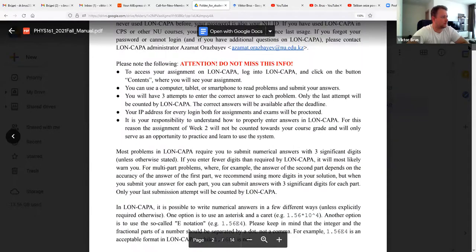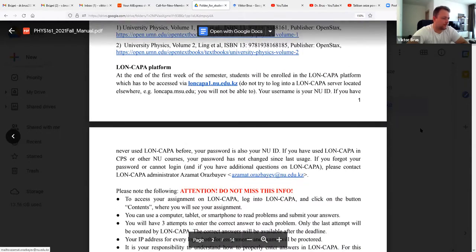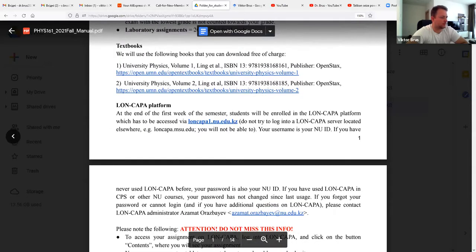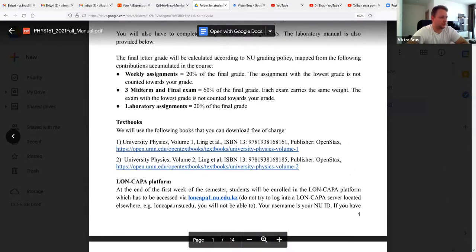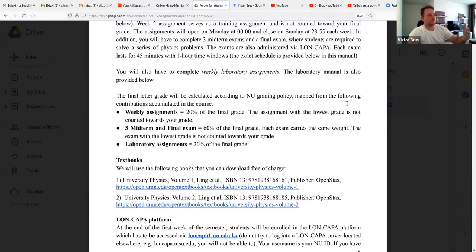Let us see what else we need to highlight here. Actually, here you have this email to contact Azamat, our LonCapa administrator. But that will be later, don't email now, because it takes time to work with all lists of students, plus there could be some shuffling of students from one section to another, and that should all be settled already, because we need to have a final list of students for each section to proceed with the registration in LonCapa, and also proceed with the preparation of the list where we collect all grades.